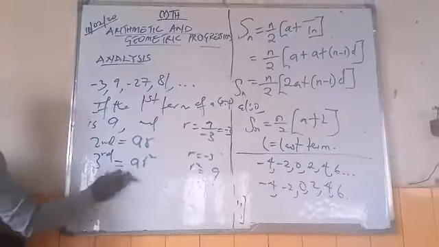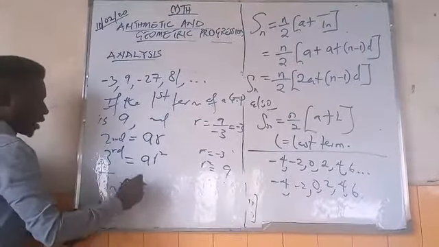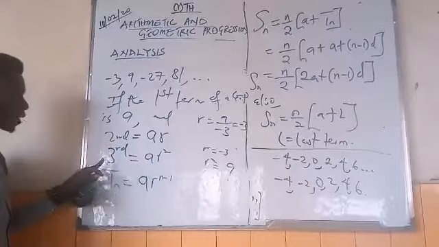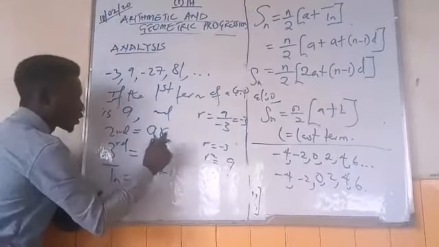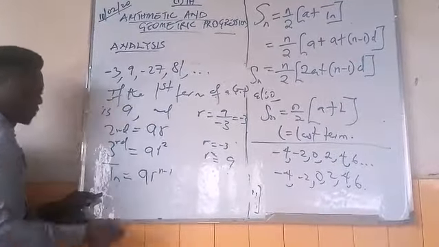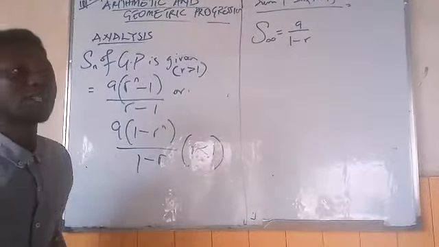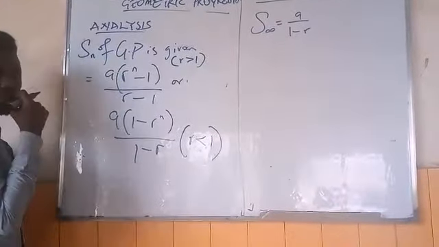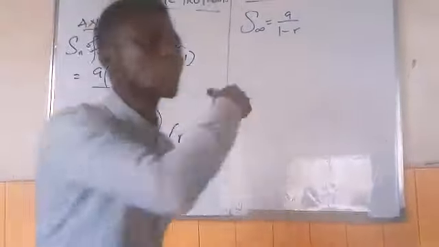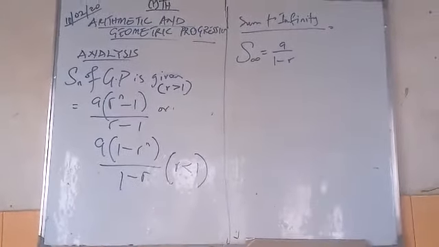So that means the nth term of my GP is simply A R raised to the power n minus 1. If this is the 3rd term, the power is going to be 2, so it must have been 3 minus 1. That's why you have n minus 1. So if our common ratio is greater than 1, then you will use this. If your R is less than 1, you will use the other form. They will just give you a question.